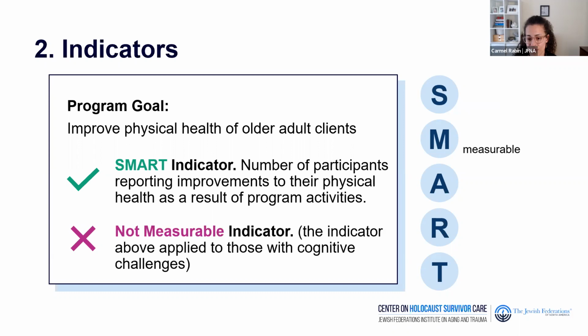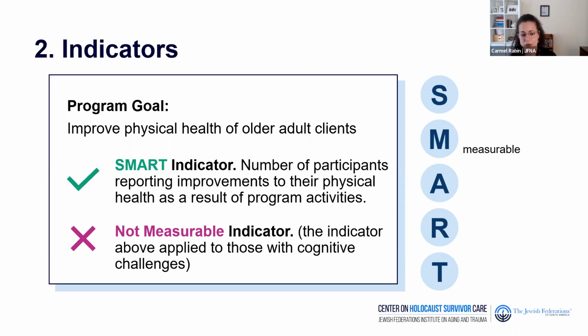In addition to having specific indicators, we also want to make sure that they're measurable. We want to make sure that an indicator reasonably lends itself to measurement because an indicator should be clear, easily understood, and measured consistently. If we look at the last example I just mentioned, the number of participants reporting improvements to physical health as a result of program activities, we know it's measurable because we know who we're surveying or who we're collecting data from. It's participants. We also know what information we're collecting. We're collecting the reflections on physical health of our participants.